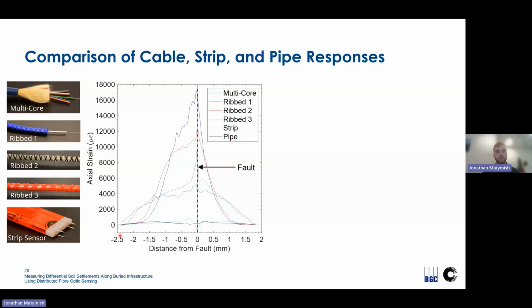Then finally, since we had our fiber optic instrumentation buried adjacent to a test pipe that was also instrumented with fiber optic cables, we can compare the strain along those cables to that of the test pipe. And you can see a lot of variance in results. But essentially what we're seeing here is that these buried cables aren't measuring the strain of the pipe because they're not bonded to the pipe. They're being subjected to different strains because of their relative stiffness to the soil.